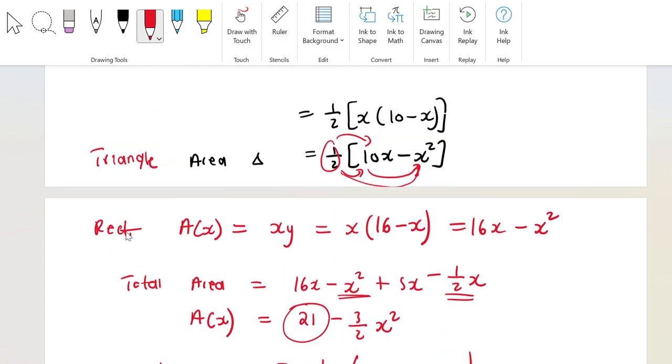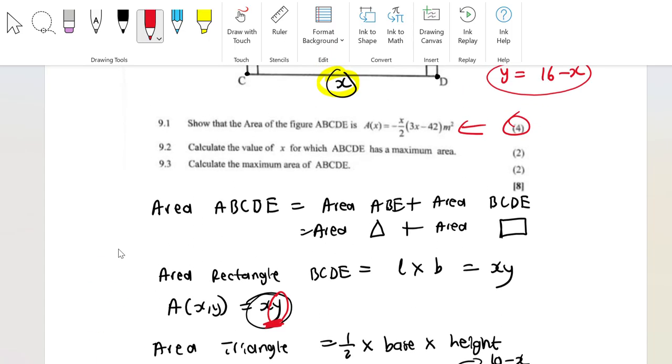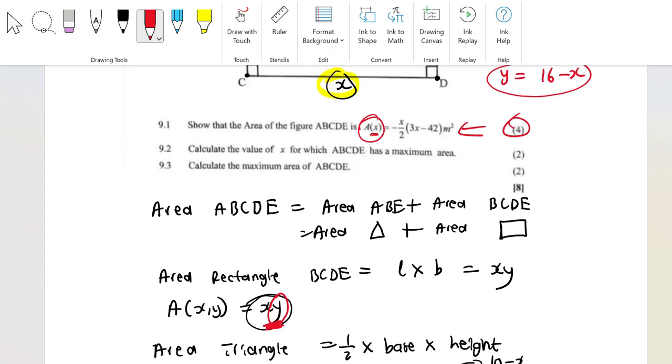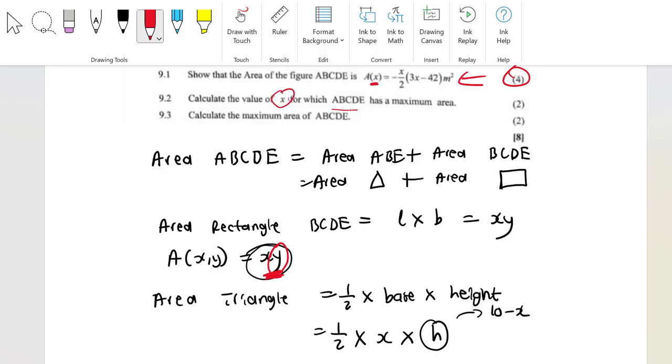So this is how you do it. The first step is to gather all the information and try to express the area in terms of x alone, since they want it in terms of x. And from there, you'll be fine. Now, calculate the value of x for which ABCDE will have a maximum area.